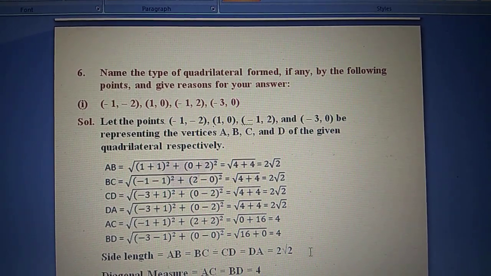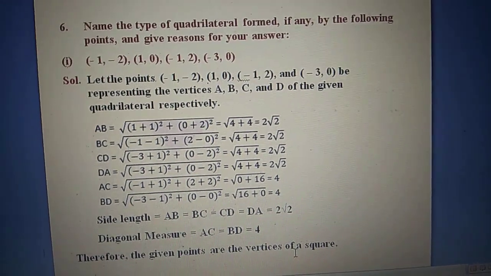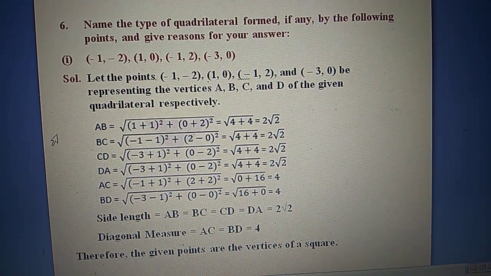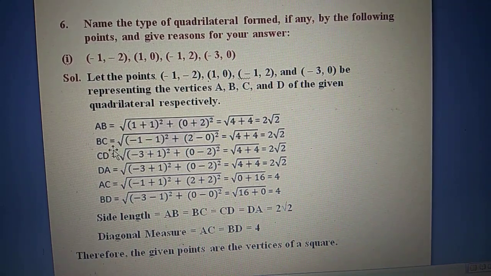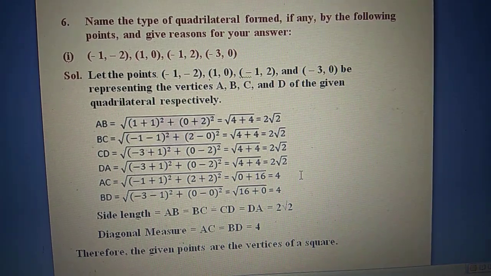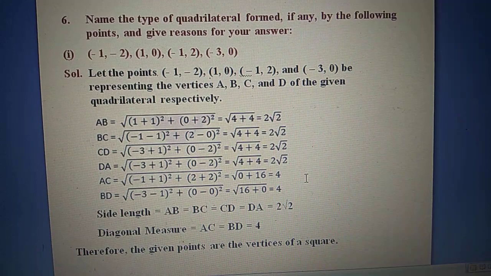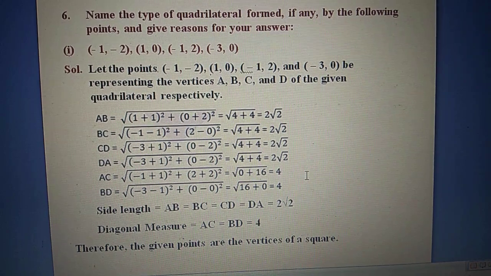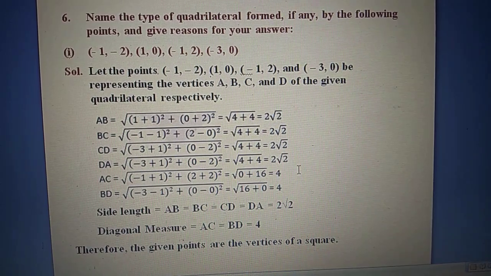So now let the points A, B, C, D be the vertices of a quadrilateral ABCD. After performing the distance formula, we find AB as 2 root 2, BC as 2 root 2, CD as 2 root 2, DA as 2 root 2, whereas the diagonals AC and BD are each of 4 units. It means that in the given quadrilateral, the sides are equal and the diagonals are also equal. So the given points are the vertices of a square, that is, the given quadrilateral is a square.